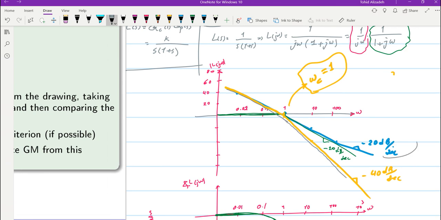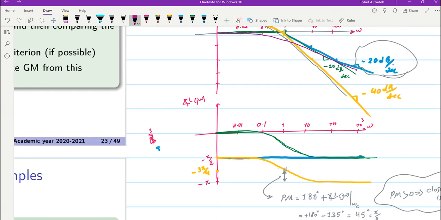That's because what we drew for the second term of G was the approximate one, and maybe I can show it to you, for the 1 over 1 plus j omega, if you draw the exact one, it will be something like this. So the amplitude plot will move a little bit lower around the frequency of 1 radian per second, and as a result the crossover frequency will be smaller, which means that the phase margin will be a little bit bigger than what we have approximated.